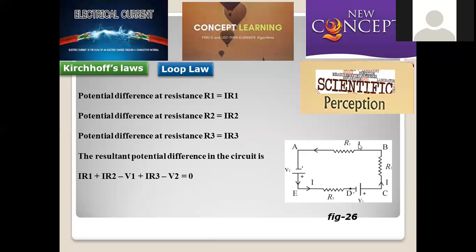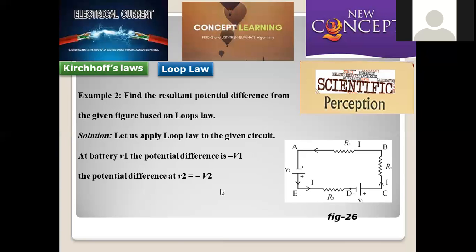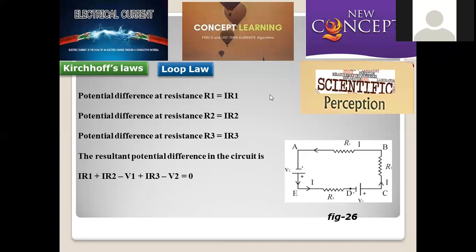Here the potential difference is the strength of current into resistance. That is called IR1. And another resistor R2 is there, right? At this R2, what is the potential difference? IR2. At this resistor, the potential difference is IR2. And the resistor R3 is also there. Two batteries and three resistors are provided in the given diagram, right? So here the batteries are completed, minus V1 and minus V2 are the potential differences.